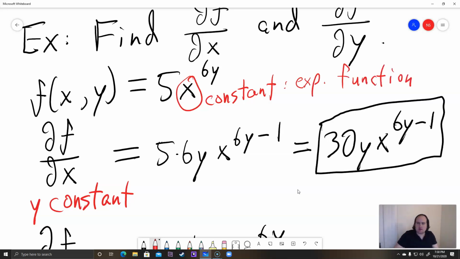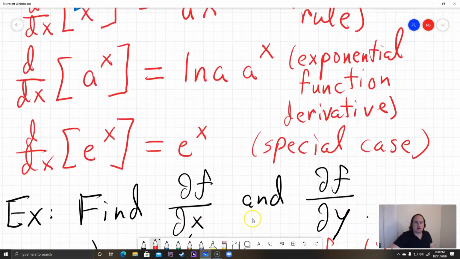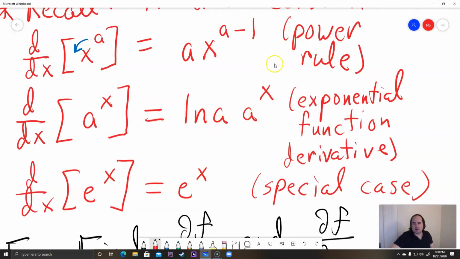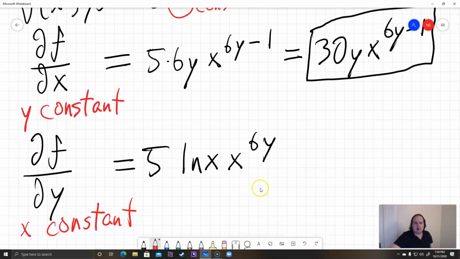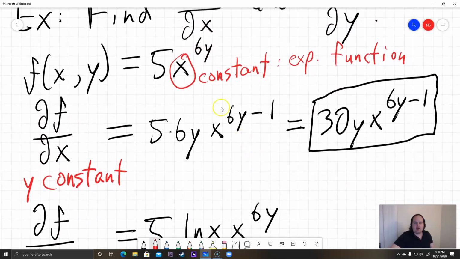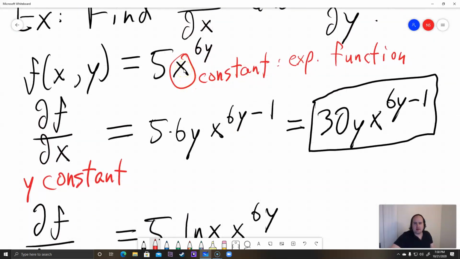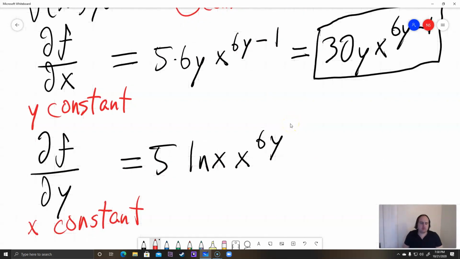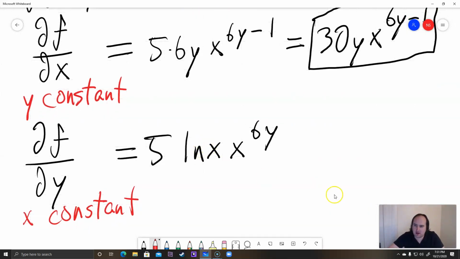So that's how we use the second rule that I wrote down, which is ln of the base times the base to the x. Well, in this case, it's ln of x times x to the 6y. Okay? And then there's a specific order that they write in my math lab. So they write the constant first, and then they write your power, so x to the 6y. And then they write your natural log last.